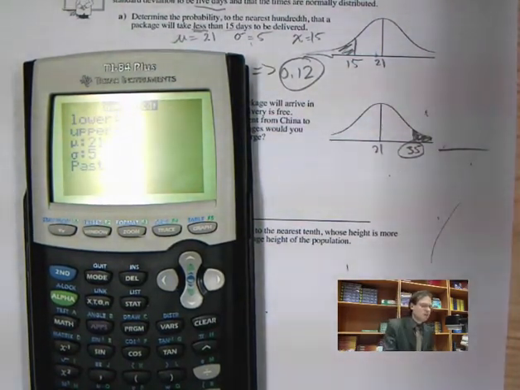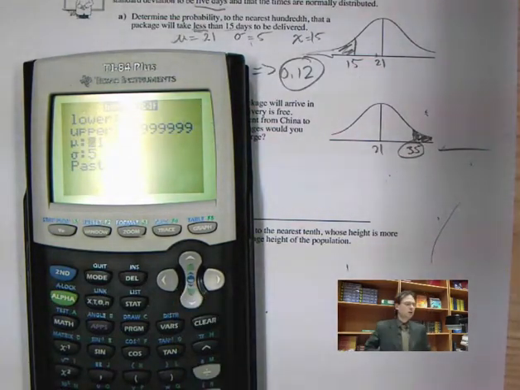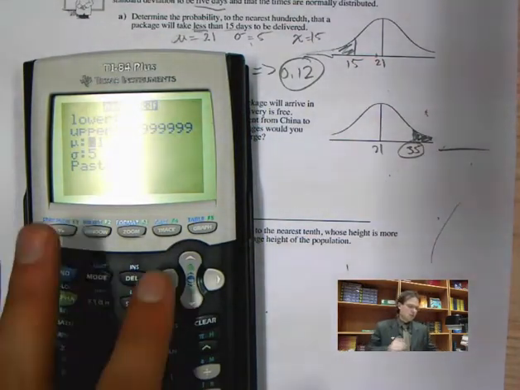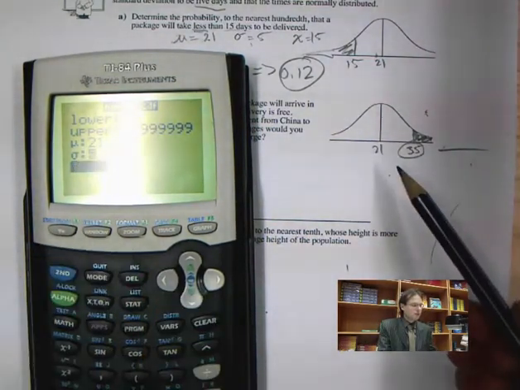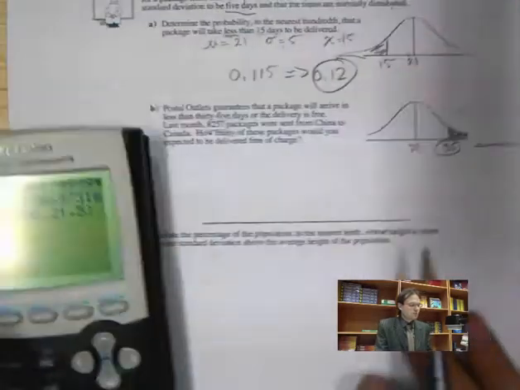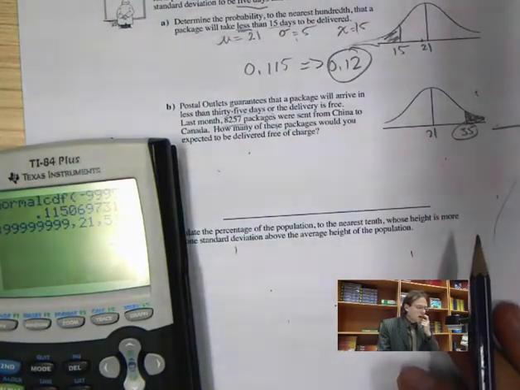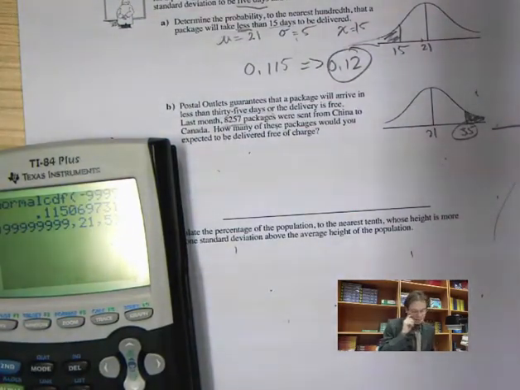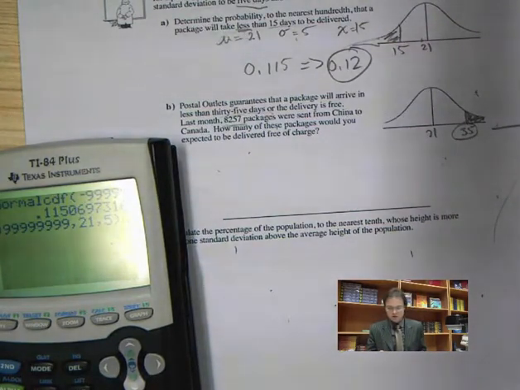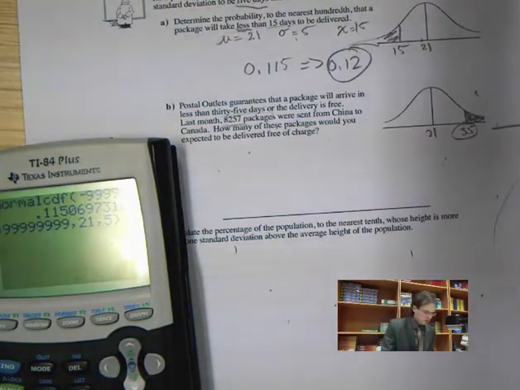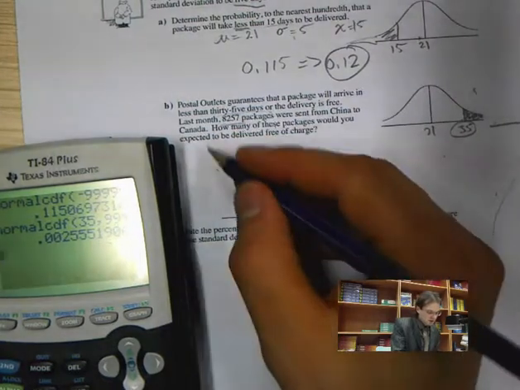So I'm just going to put a ridiculously high number. I just put 9 a bunch of times. Now it's going to say, what about my mean? My mean is 21. Standard deviation is 5, same as before. I push enter, and I get 0.00255.